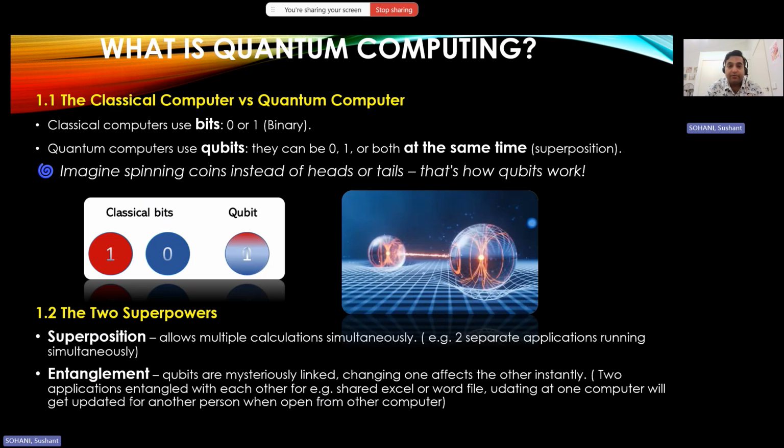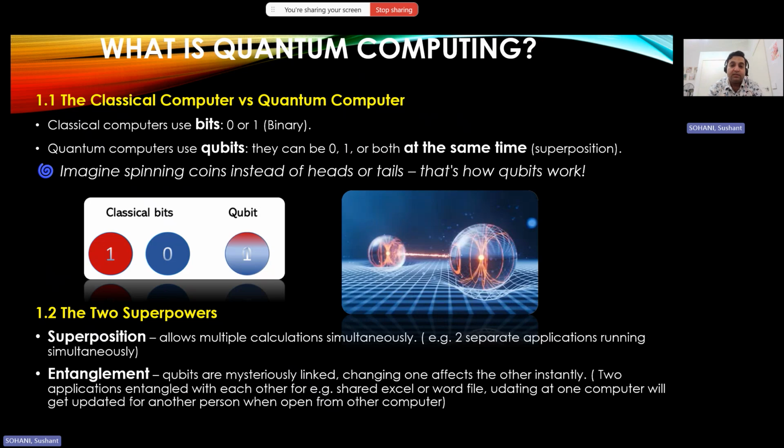What is quantum computing? The classical computer versus the quantum computer. In a classical computer, the background calculation happens in bits, which are 0 or 1, binary. 0 means no, 1 means yes. Quantum computers use qubits instead of the normal bit structure of classical computers. They can be 0, 1, or both at the same time. It's called superposition.